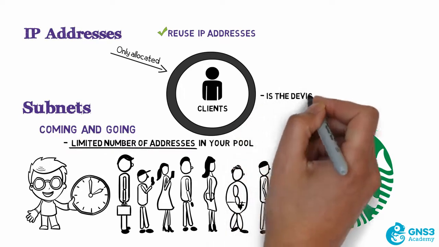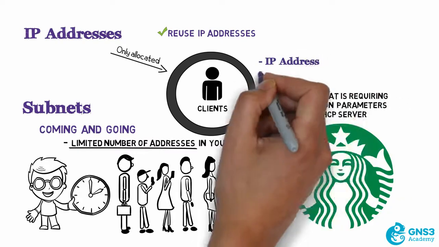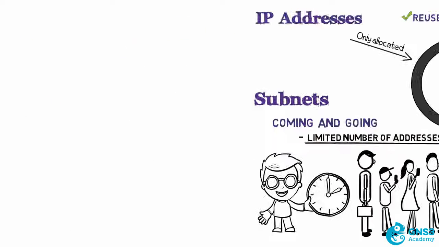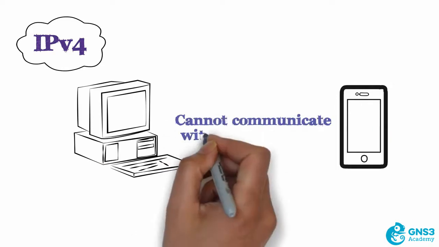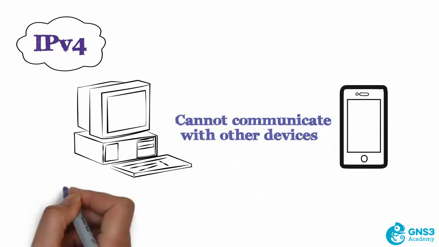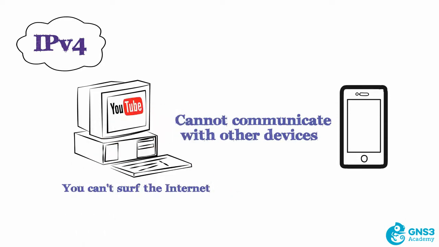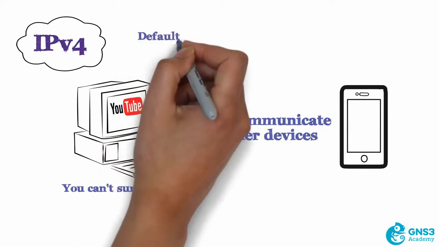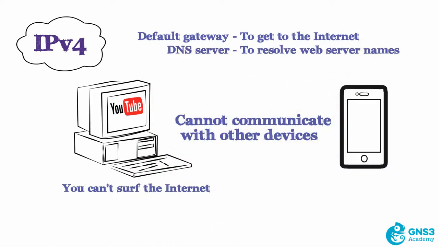A client is the device that is requiring initialization parameters from a DHCP server, such as an IP address, default gateway, and DNS server. In IP version 4, a PC or phone cannot communicate with other devices until it has an IP address. So in other words, you can't surf the internet or watch a YouTube video until your PC has been allocated an IP address. So parameters such as your default gateway to get to the internet and a DNS server to resolve names such as youtube.com to an IP address have to be allocated to a client. So your client will request that information from the DHCP server.